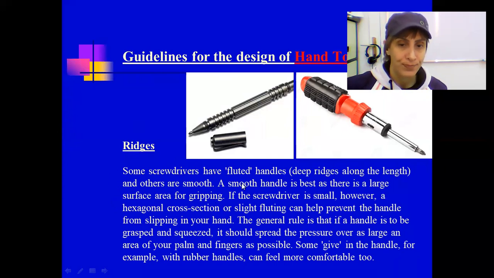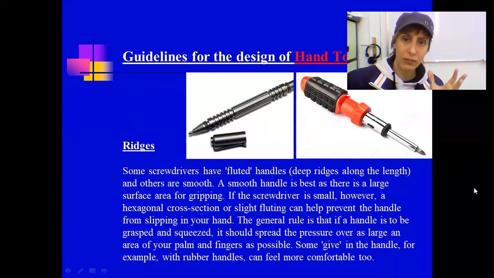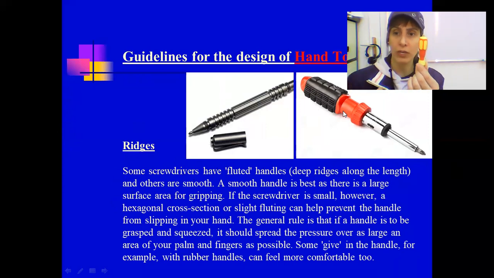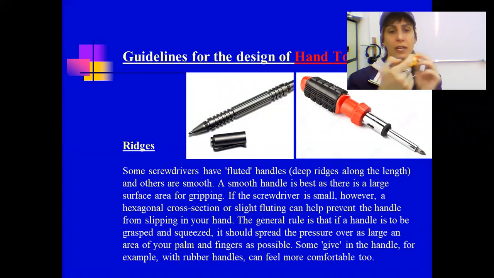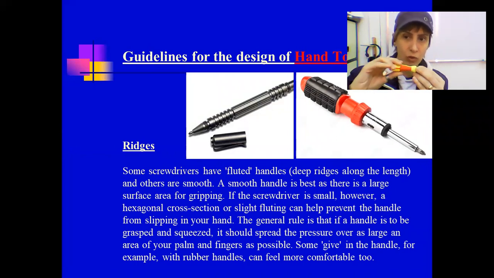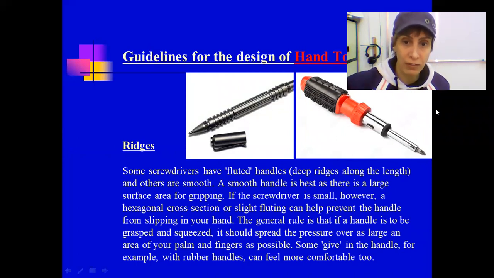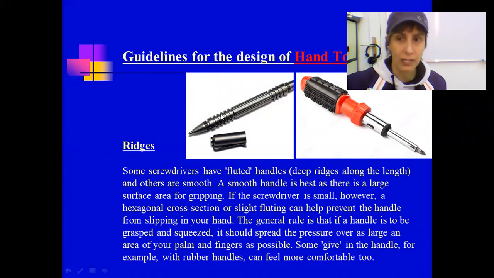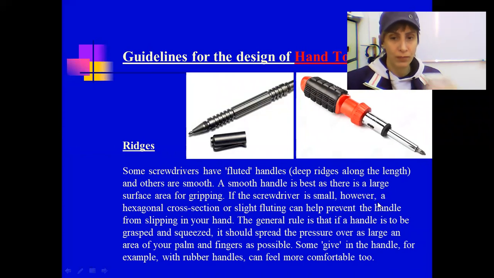Now, some screwdrivers you will find with deep ridges, like very heavy ridges along the length, and other screwdrivers, this is a screwdriver, okay, you will find with smooth, like this one is smooth, no ridges in general. There is some hexagon design here, but let's consider it a smooth one because it doesn't have these kinds of shapes, which are called ridges.